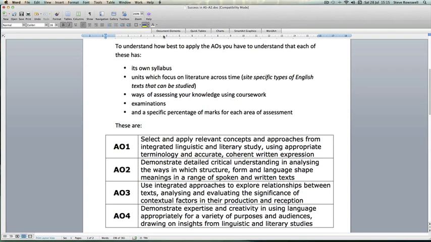By understanding the AOs, you can understand what the examiners are looking for. You can understand how it's actually linked to the literature you're reading and understanding and analysing, the ways in which you can write and adopt the different knowledge you have learned in your coursework and in your examinations, and also you're able to break down the responses and how they're marked according to the different assessment objective focuses. A brief run over then of what they are.